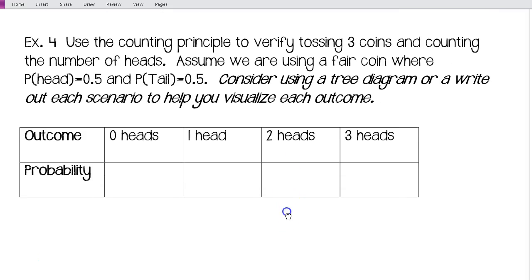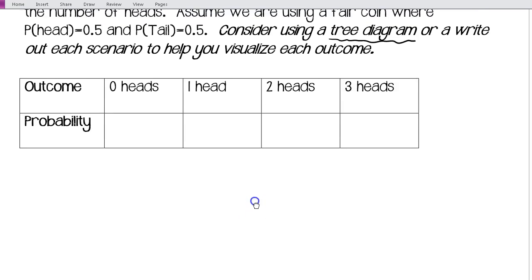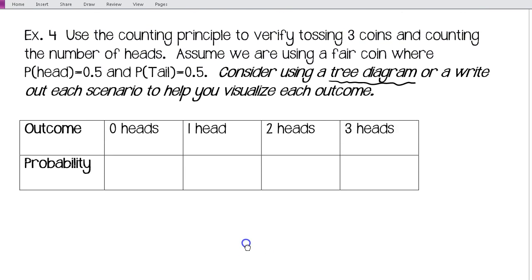Let's take a look at another example. Let's use the counting principle to verify tossing 3 coins and counting the number of heads. Assume we are using a coin where the probability of heads and tails are equal at a half. And then we're also going to do a tree diagram for this as well. So we've got 4 different outcomes here for tossing 3 coins.